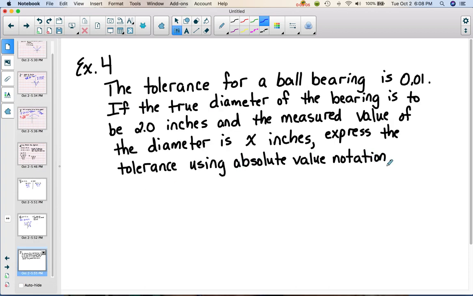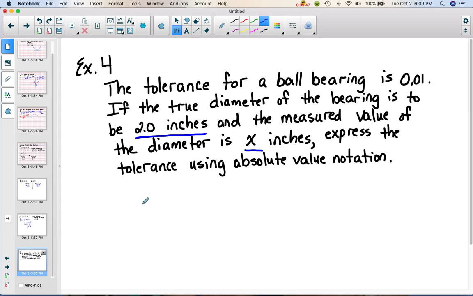One last example, the tolerance for a ball bearing is 0.01. So that's the allowance from what it's supposed to be. It could be 0.01 greater in the measurement or 0.01 less than, but that's the tolerance. That's all that's allowed. If the true diameter of the bearing is to be 2.0 inches and the measured value of the diameter is x inches, express the tolerance using absolute value notation. So this is what it's supposed to be, and this is what it's measured. And the difference between those values has to be less than or equal to 0.01. It's okay if it's less than that, but it can't be greater than that.